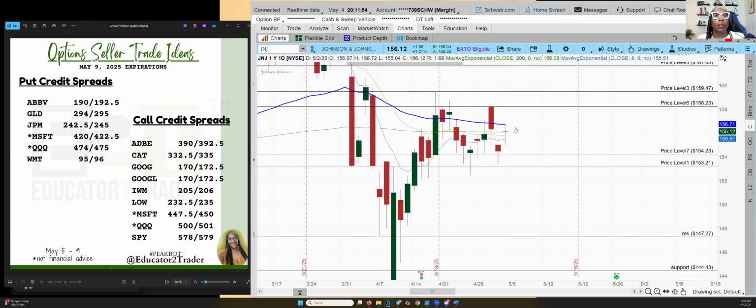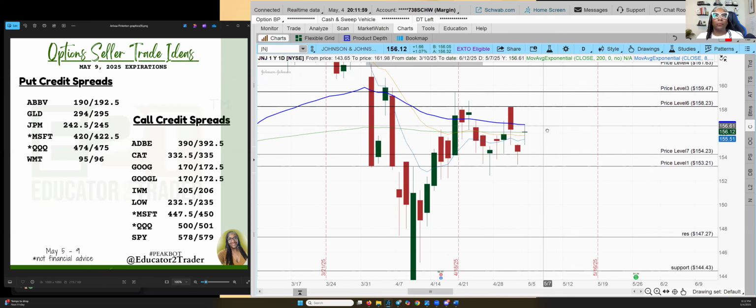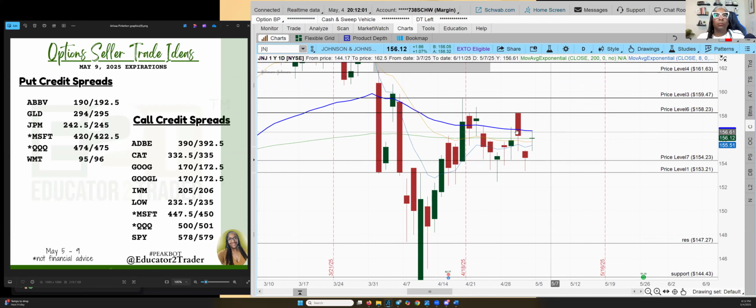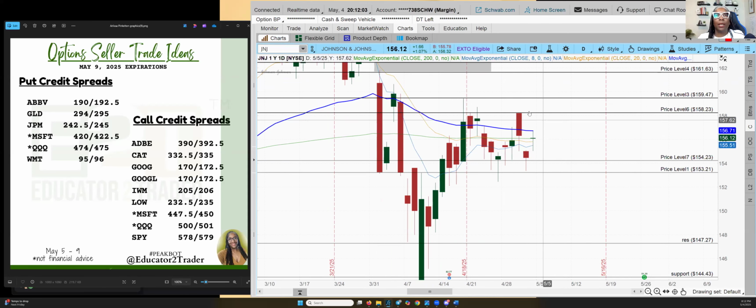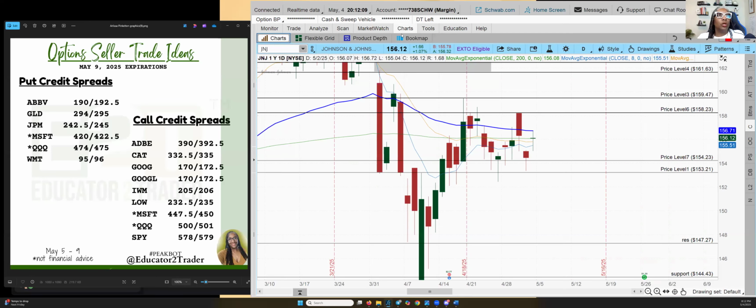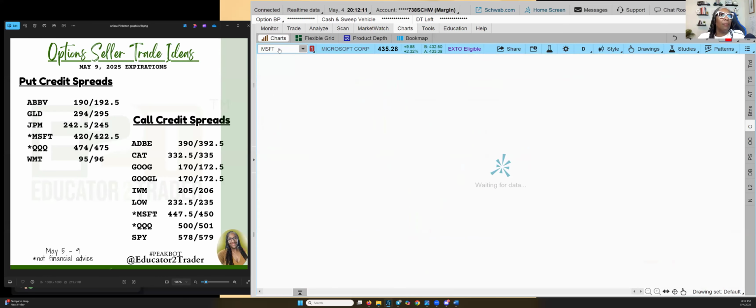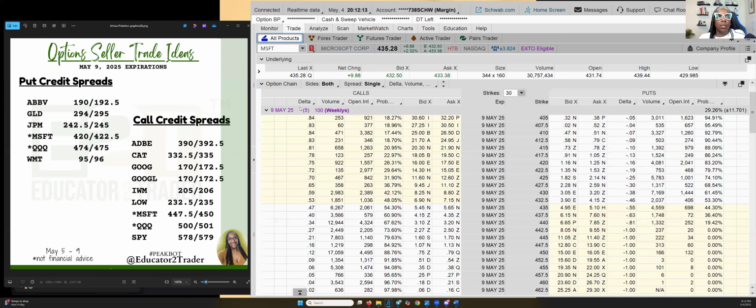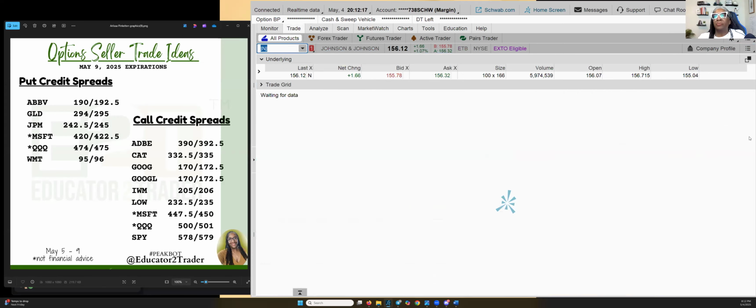I see some support and I see some resistance, so let's look at both sides. I don't know why that chart is not linking. There we go. How about we link them together? So when I pick one, they are together. Johnson and Johnson.